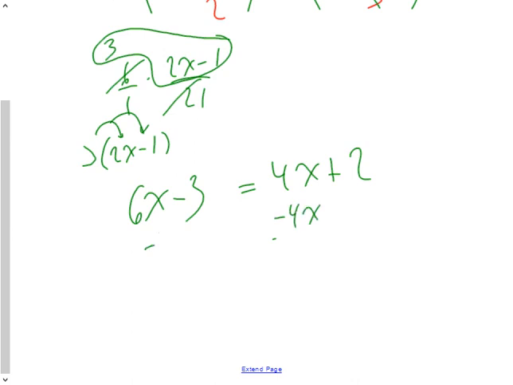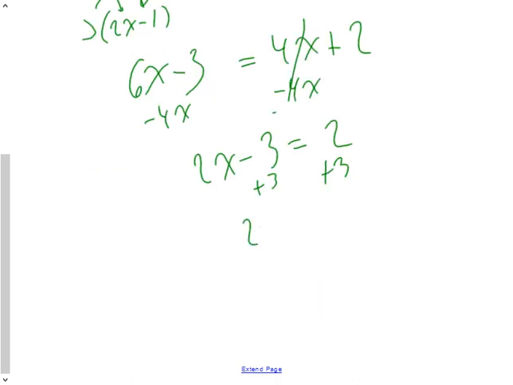Subtract 4x from both sides. 2x minus 3 equals 2. Add 3 to both sides. And divide by 2, and x will equal. Is it a fraction we started with? I think so, right? It doesn't matter. 2.5.